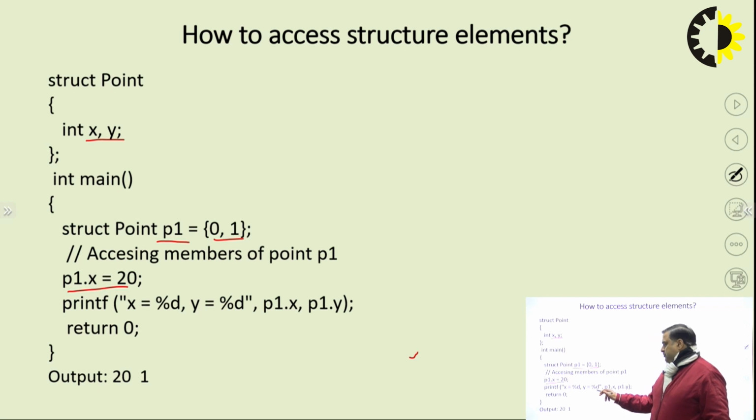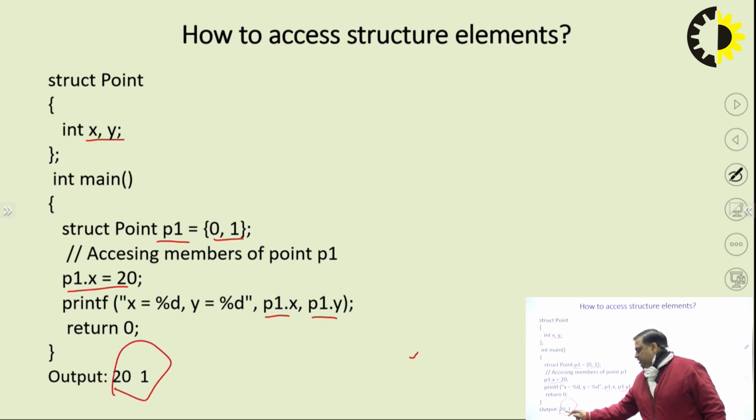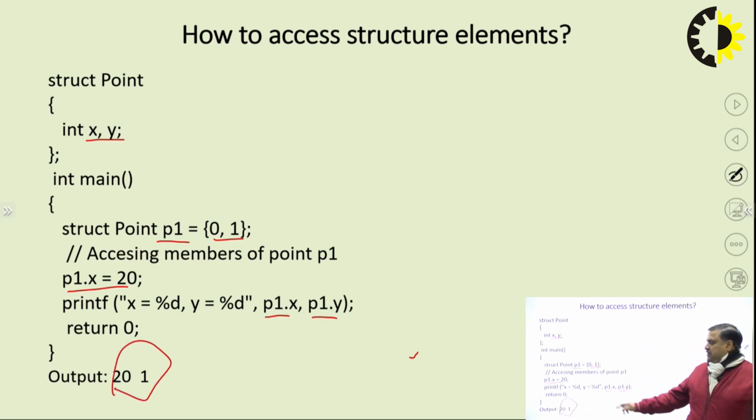And if we want to print, we can print p1.x, p1.y. So it will give output 20 and 1, because we have initialized x with 20 after initializing it with 0, and y is still 1. So y will be printed as 1. I hope you have got the point of how to access the members of a structure variable. In a normal situation, we access a structure variable using the dot operator.